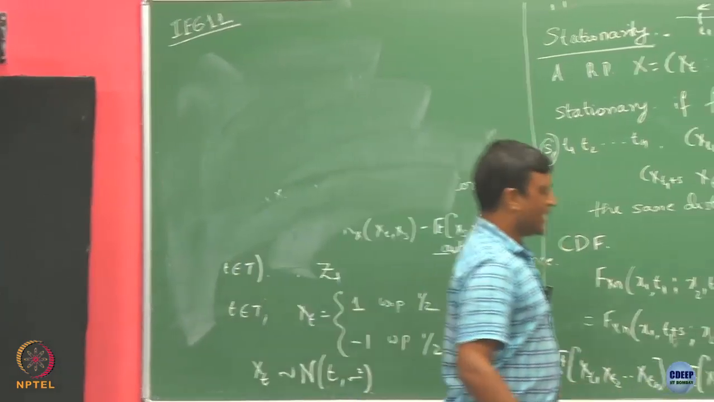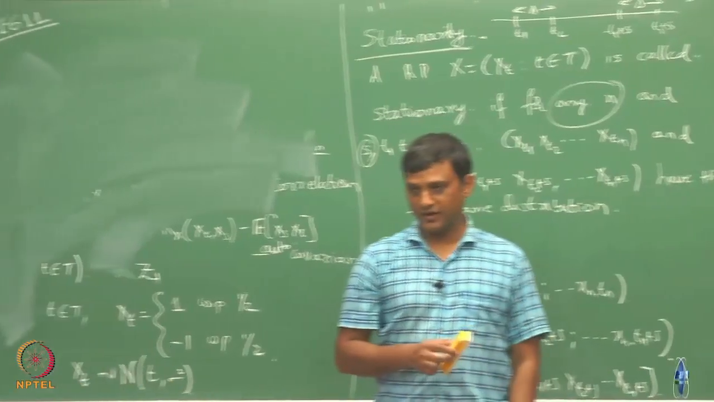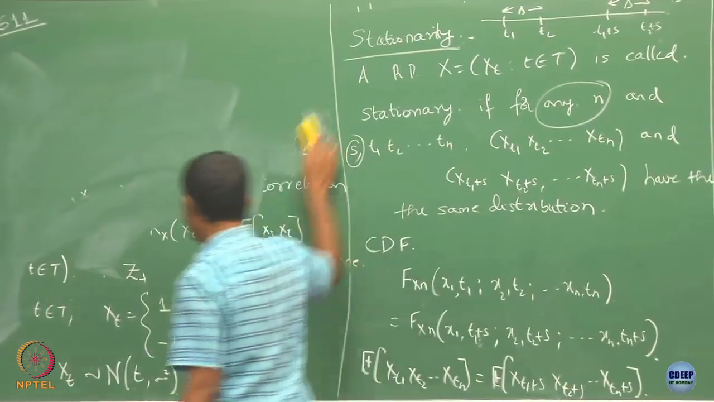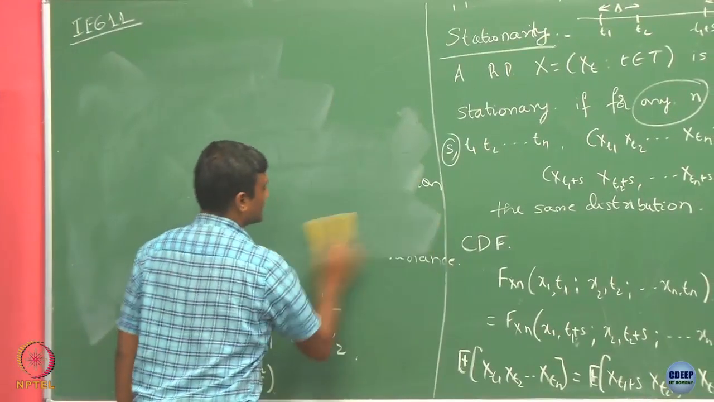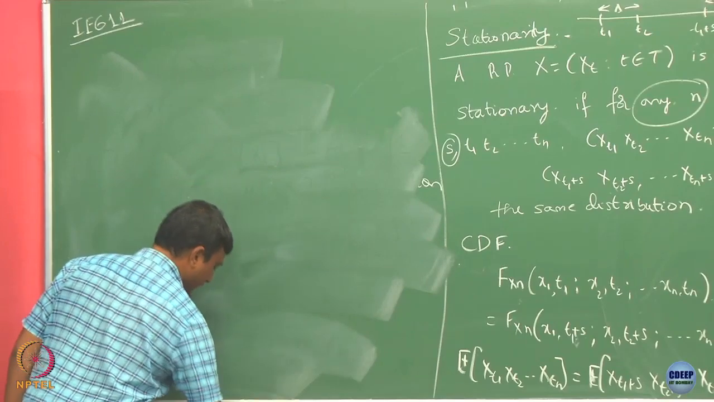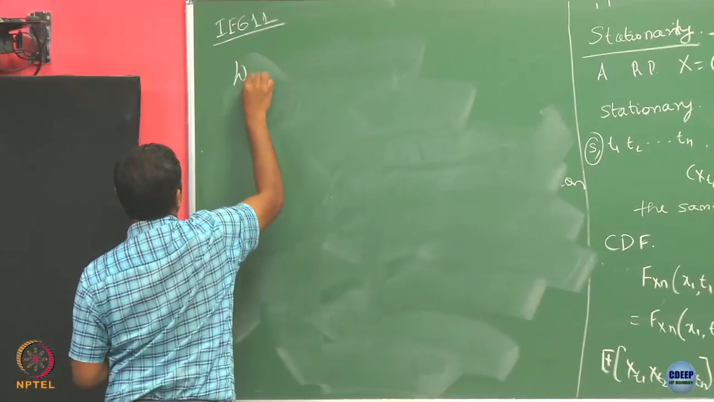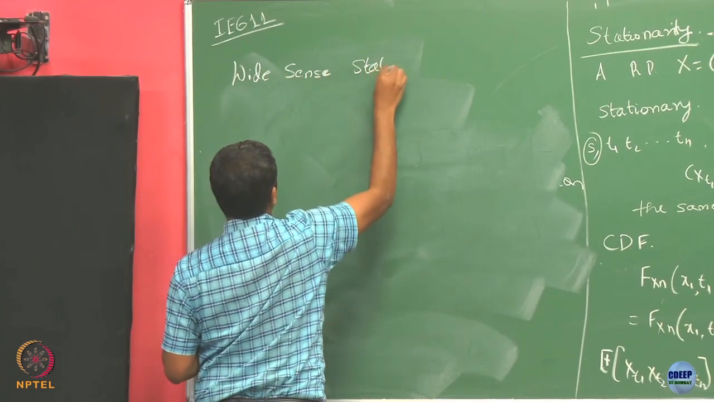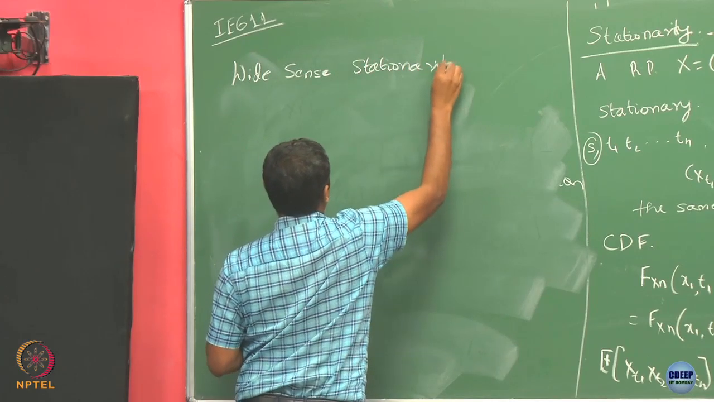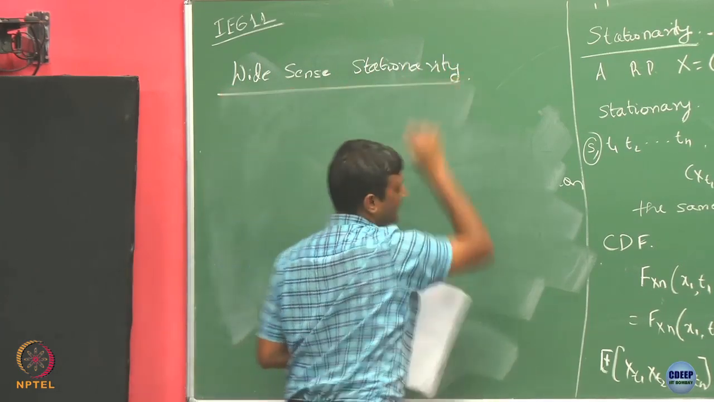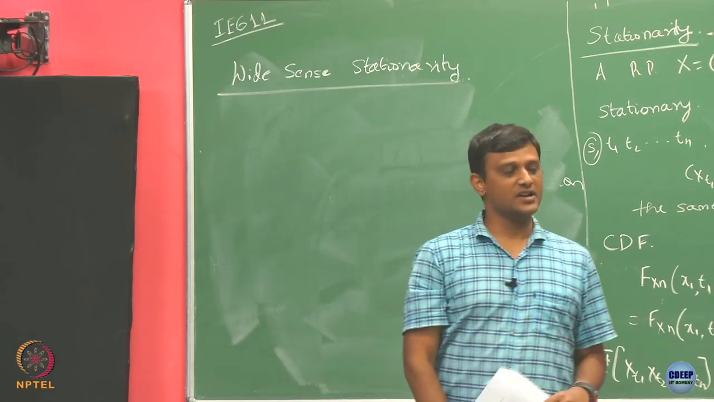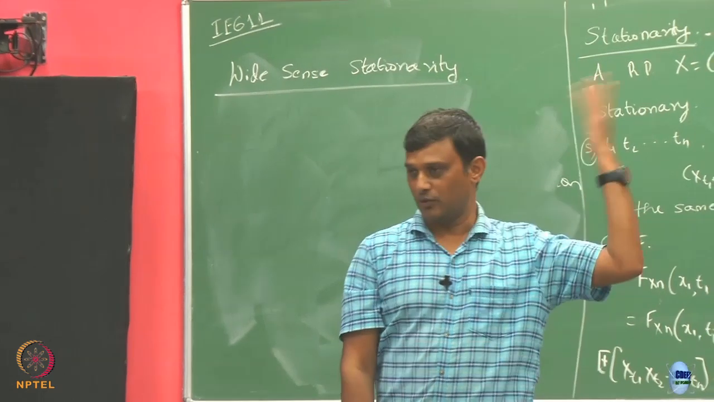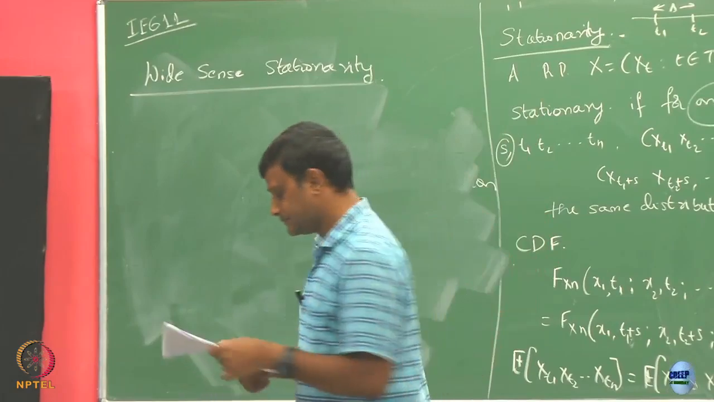So, as you see, stationarity is a much stronger property which requires all order statistics to be shift invariant. Instead of that, one can look at a slightly weaker version of stationarity called wide sense stationarity. What wide sense stationarity asks is only shift invariance in the first and second order statistics. It doesn't care about higher order statistics, okay?